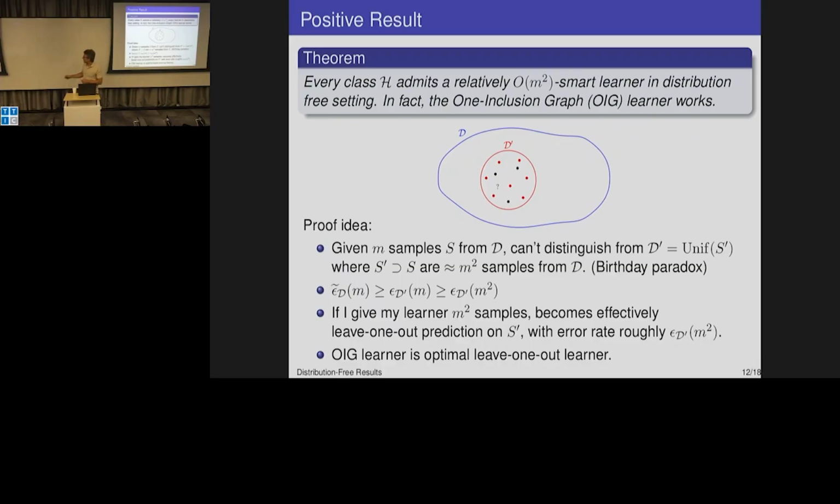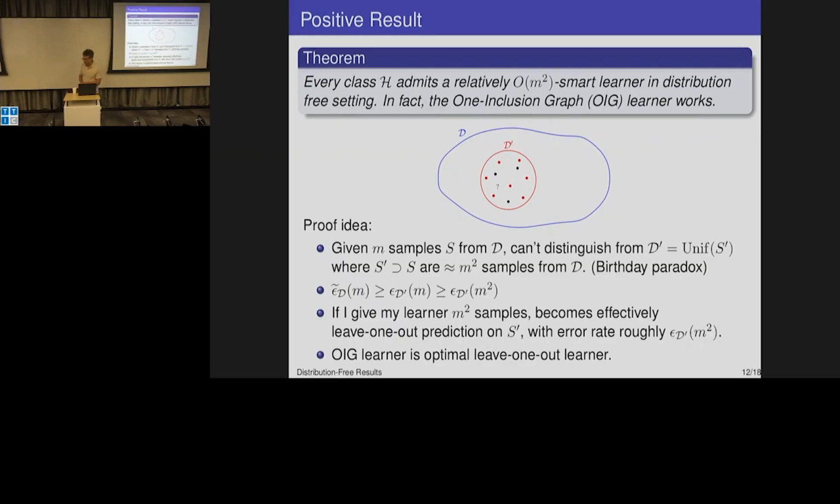I can't tell if these black points really came from D or from distribution D prime, where D prime consists of m squared points that are sampled uniformly from D. So think of it as distinguishing the uniform distribution over D from the uniform distribution on m squared points, where those m squared points themselves are uniformly sampled from D. Why m squared? This comes from the birthday paradox. If I gave you fewer than m squared, then these black points will have collisions, whereas otherwise they wouldn't.